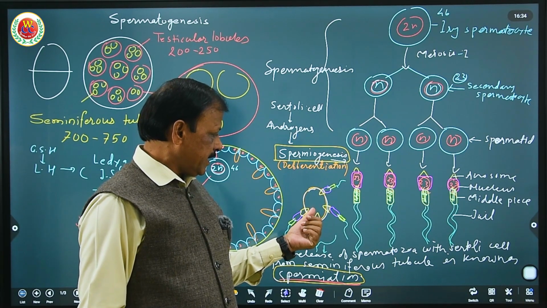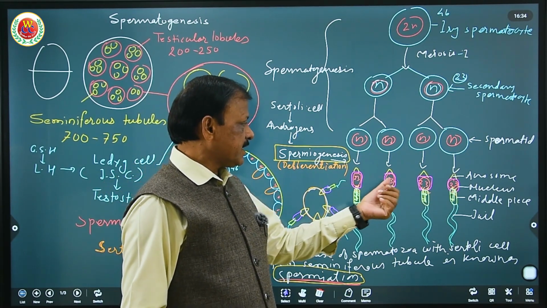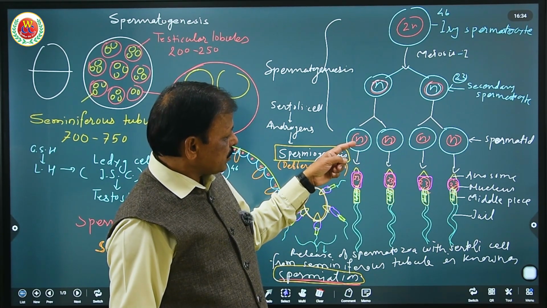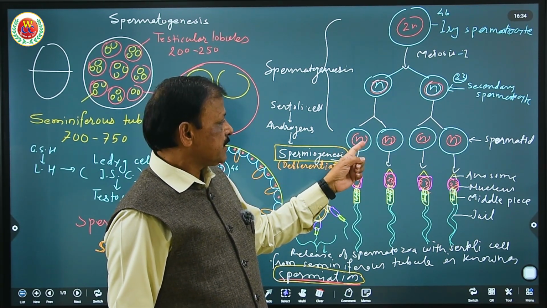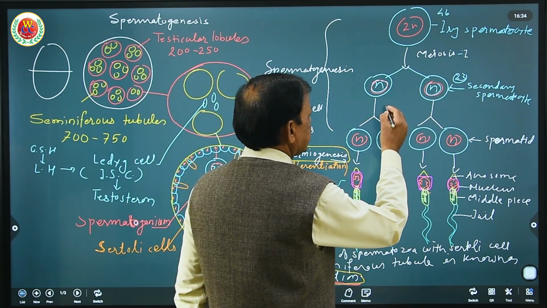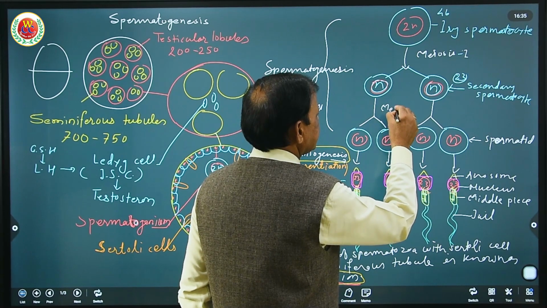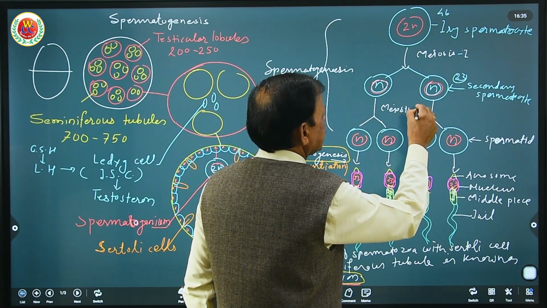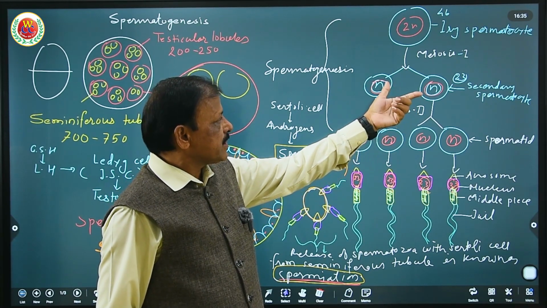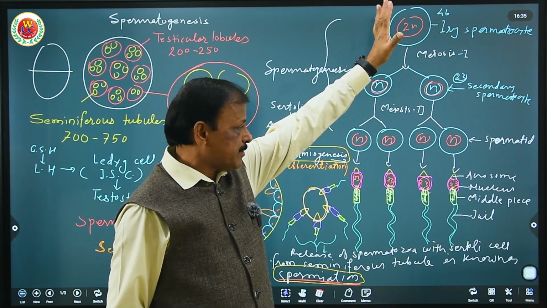Before getting their head into the Sertoli cell for spermiation, they undergo the process of spermiogenesis, that is the formation of spermatozoa from spermatid. These spermatids are produced by meiosis 2. It is an equal division, meiosis 1 and meiosis 2. Secondary spermatocytes are produced from primary spermatocyte.